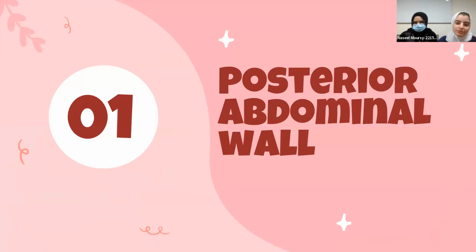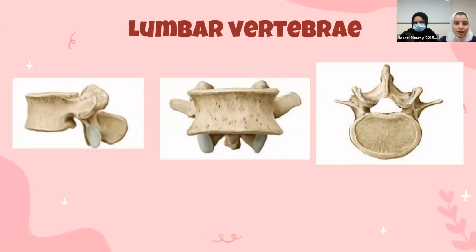So starting off with the posterior abdominal wall. First, this is not really part of the posterior abdominal wall, but you guys have to know the lumbar vertebrae, okay? So can you guys tell me what view this is?